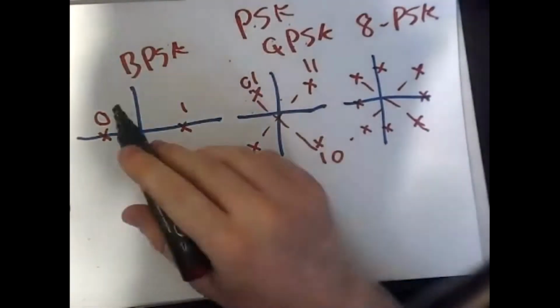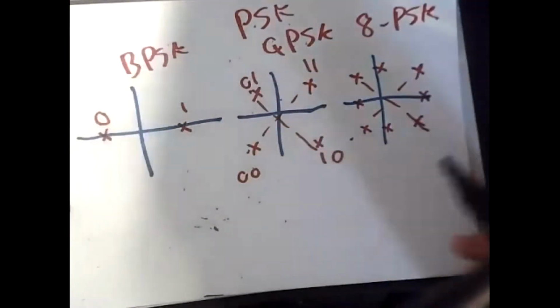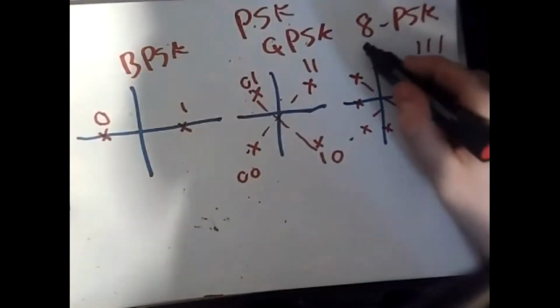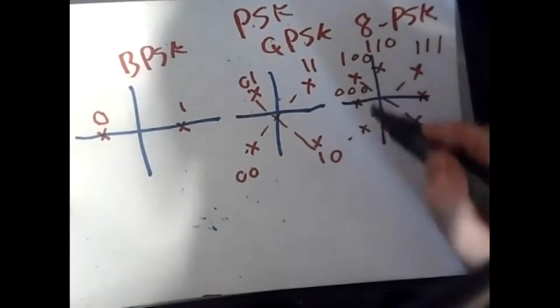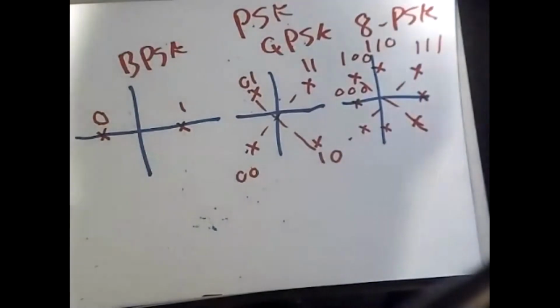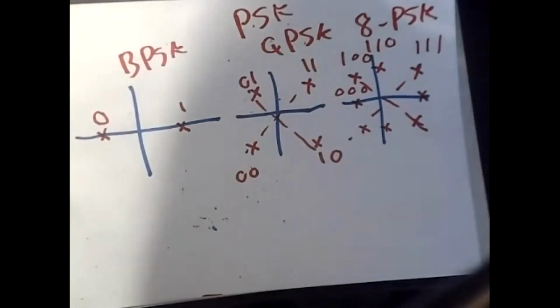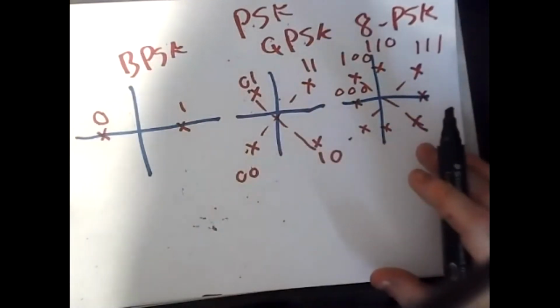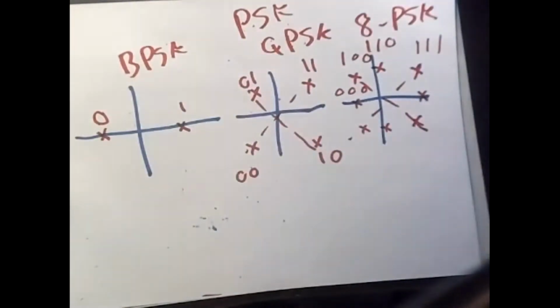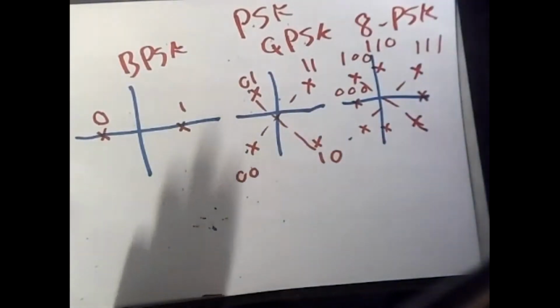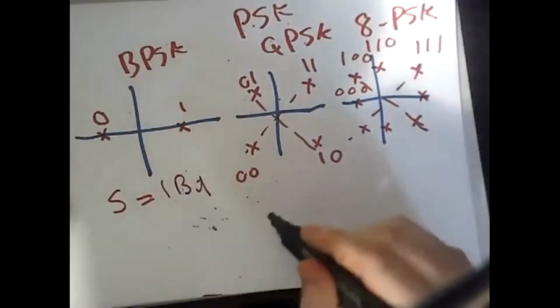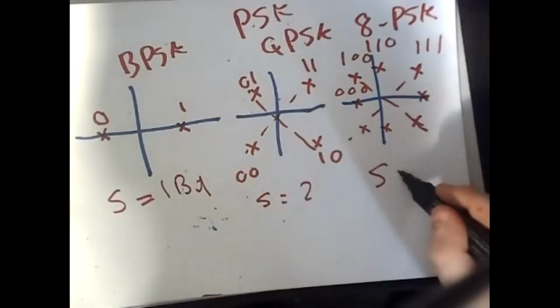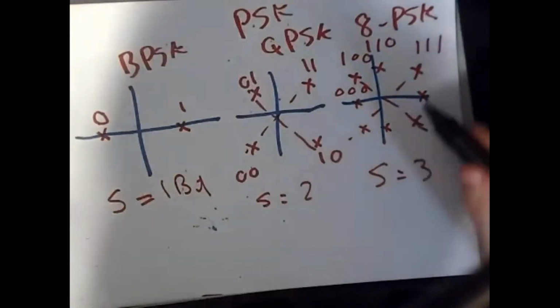Okay, so we have these 3 versions. As you can see, for example, this is 111, 110, 100. So this is 000, and so on. Okay, so in order to make a comparison between these 3 versions of modulation techniques, you can easily say that here a symbol includes 1 bit, and here a symbol includes 2 bits, and here a symbol includes 3 bits. The symbol is each state at a time.